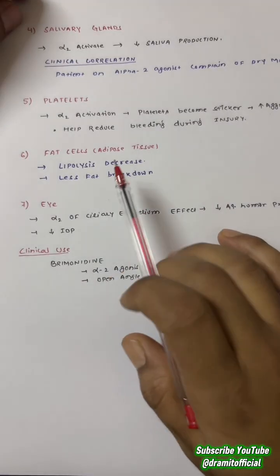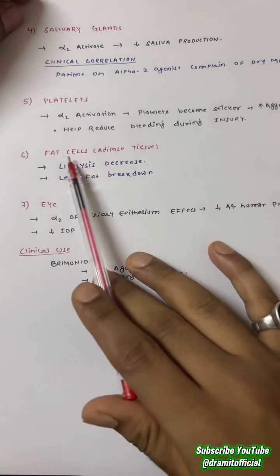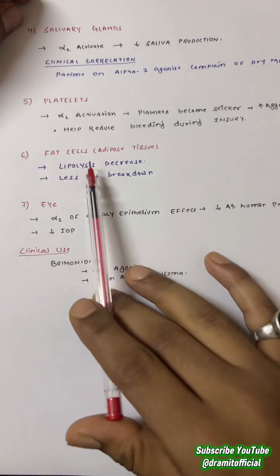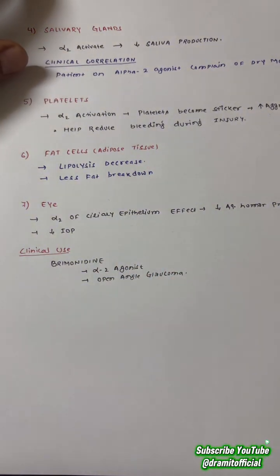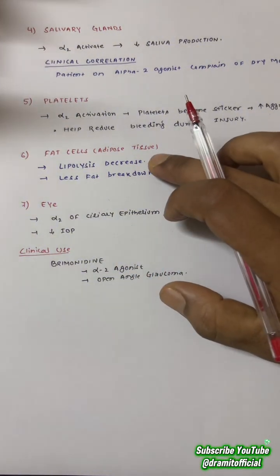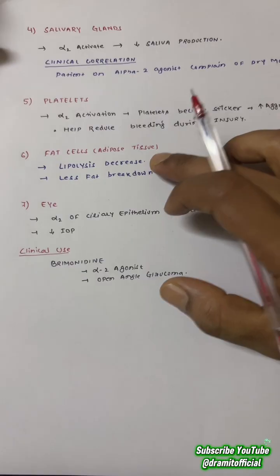Now we'll see the alpha 2 receptor effect on fat cells. The alpha 2 receptors of fat cells will decrease its breakdown. So we can also say that in fat cells it will decrease lipolysis.